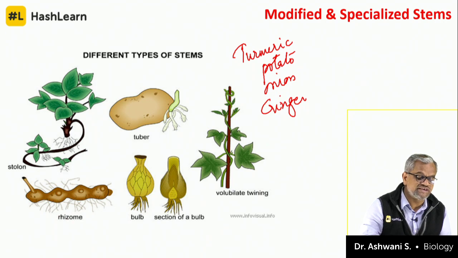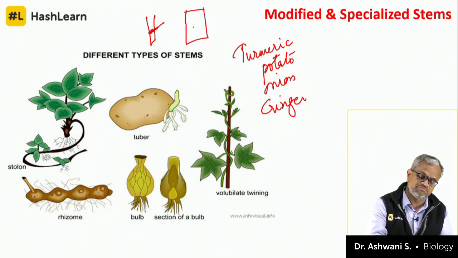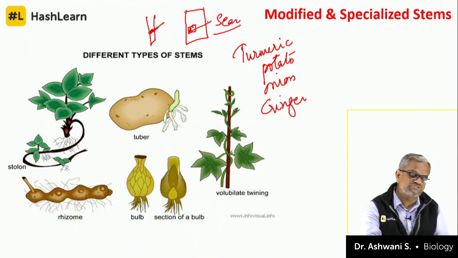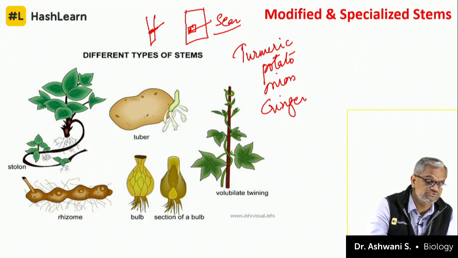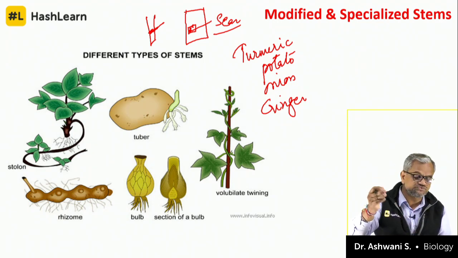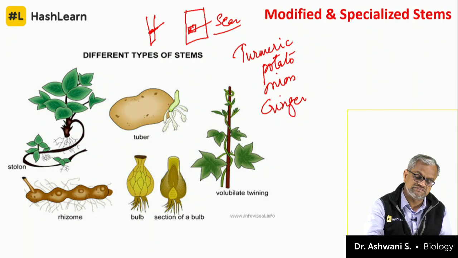Leaf scar means, when you remove a leaf, this is the axis, from here if you remove a leaf, after that you will see a mark is left. This mark is called a scar. When you get hurt, the mark that remains after the injury is called a scar. Ayush, when a leaf is removed, a mark is left there. That mark is called a scar, S-C-A-R.